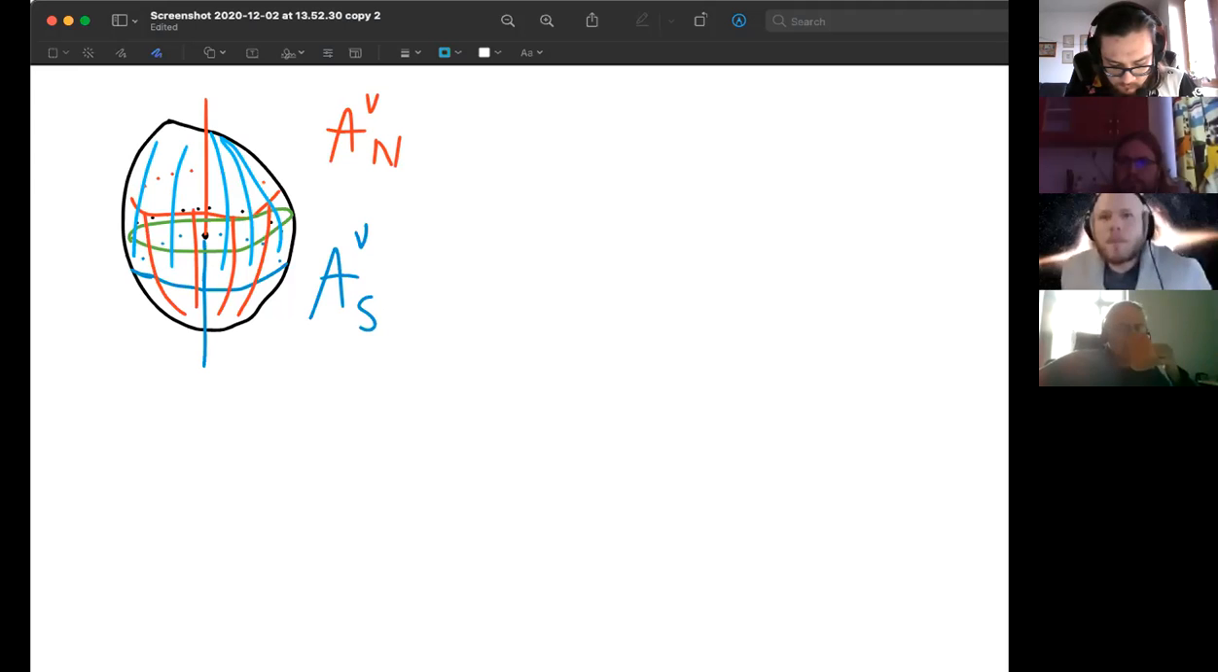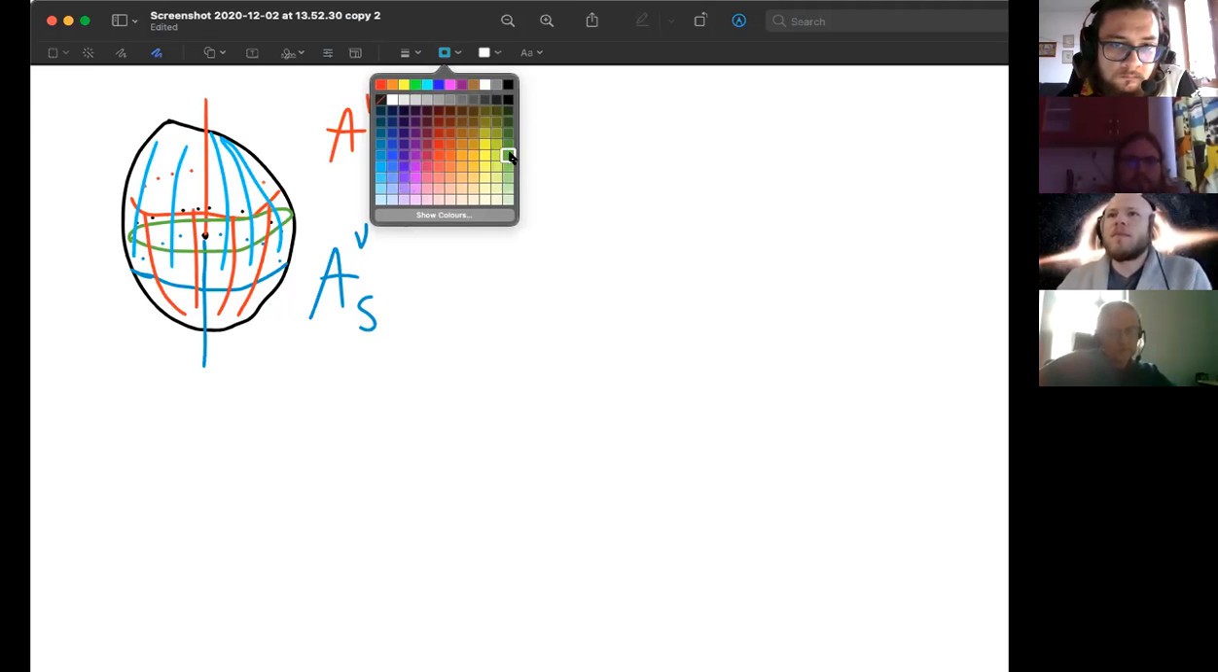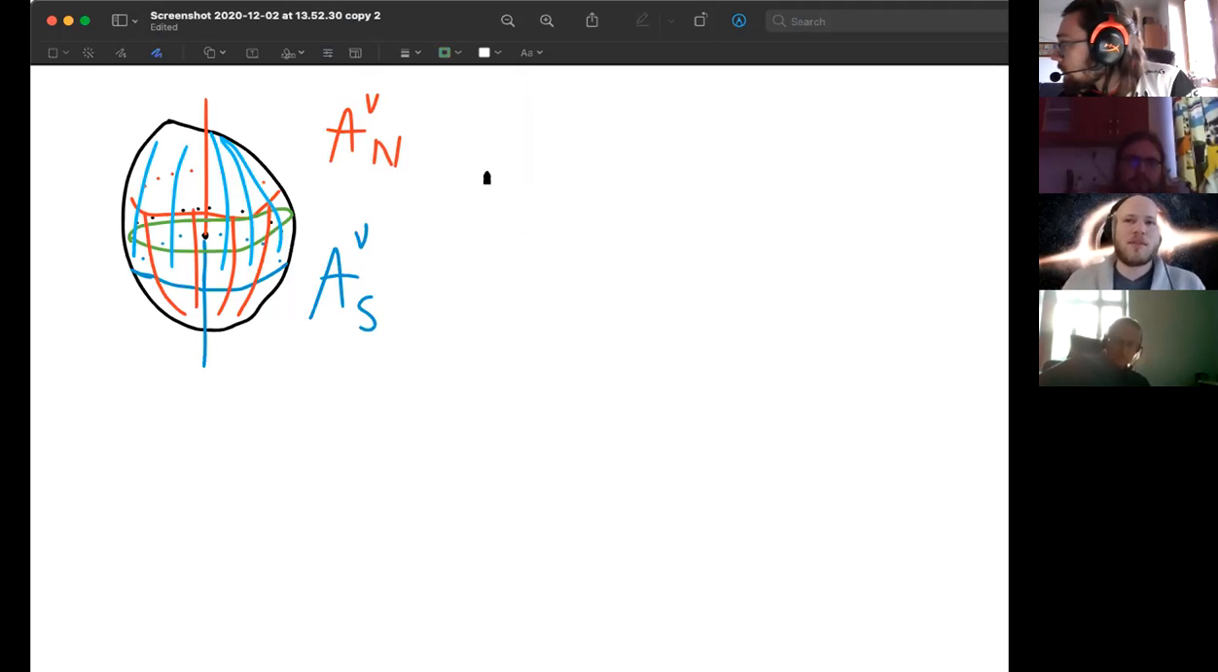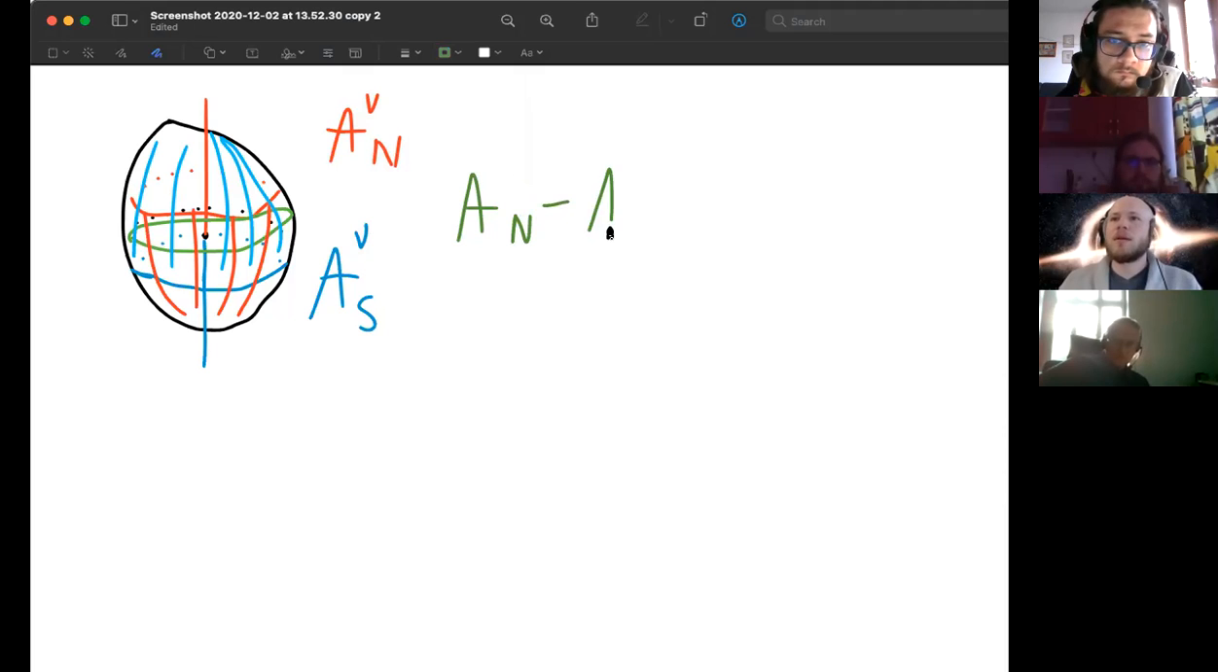So, okay. Now, in the overlapping region around the equator, both of the descriptions are active, and they are describing the same field, so they can differ only by a rotation, by a gradient of a field. So they have the same rotation. So a north minus a south is a gradient of a function.